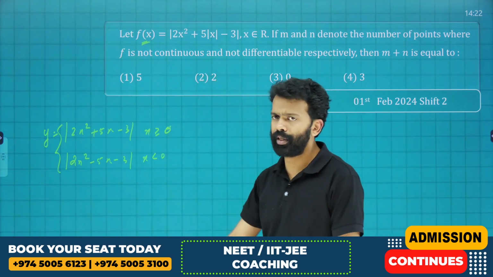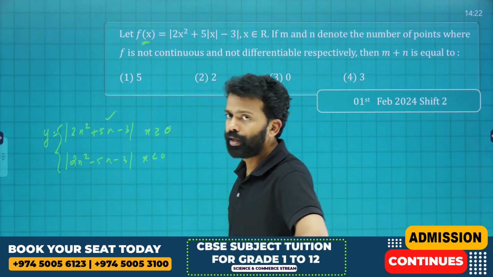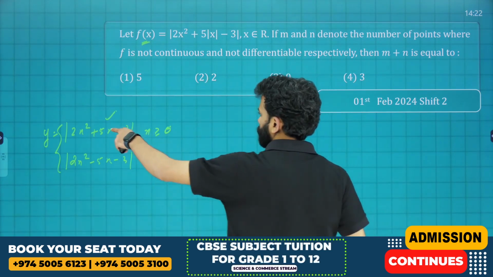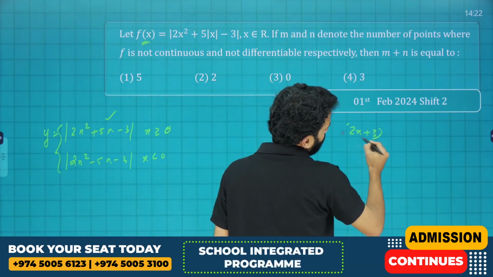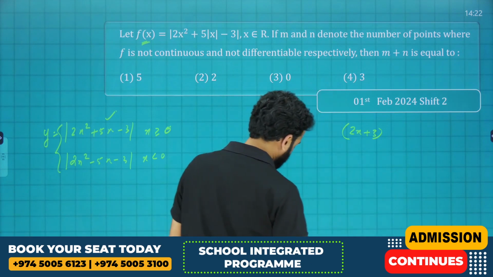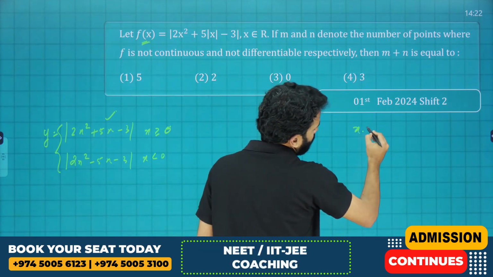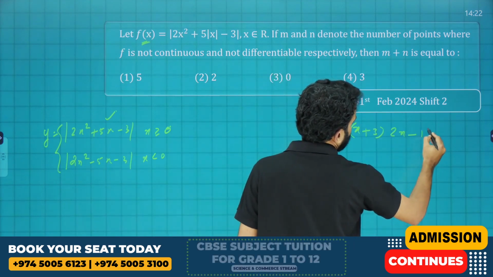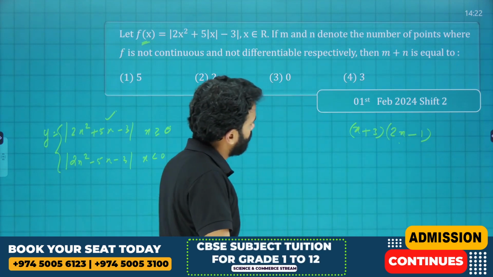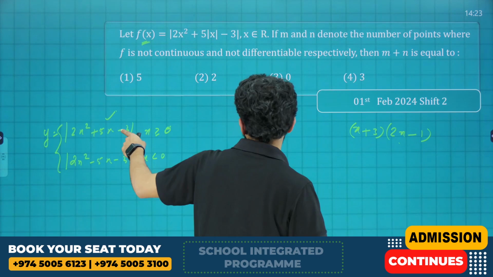So how are you going to take it from here? To take it from here, you need to split this. So how are you going to split this? If you factorize the first one, you will get 2x square plus 5x minus 3 as x plus 3 into 2x minus 1. Yeah, x plus 3 into 2x minus 1 it will get.